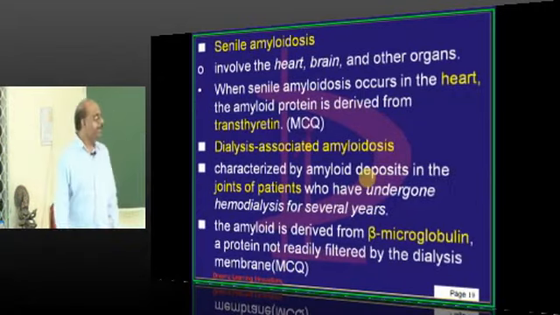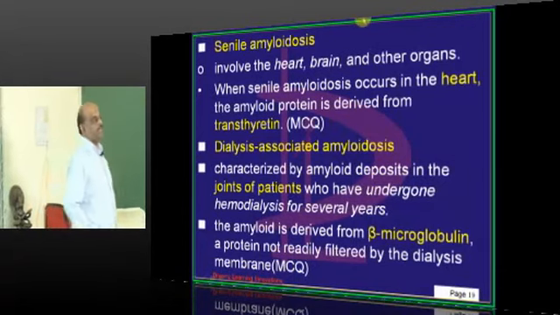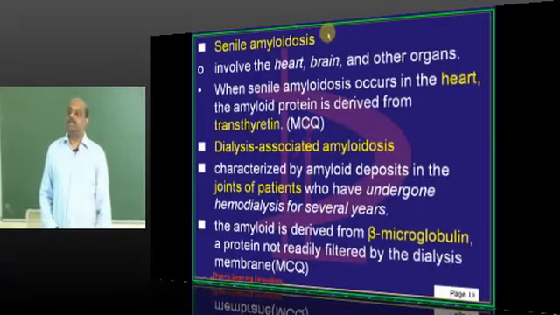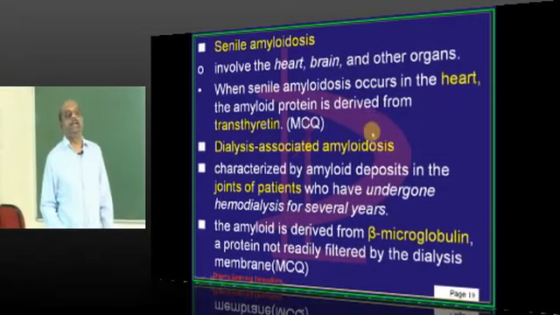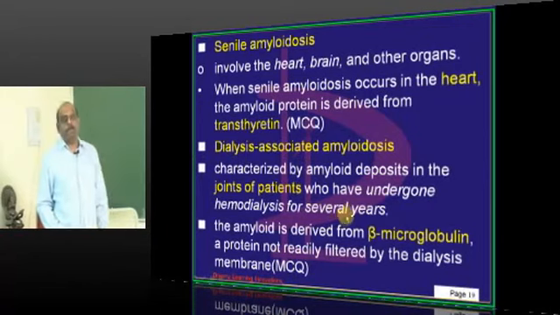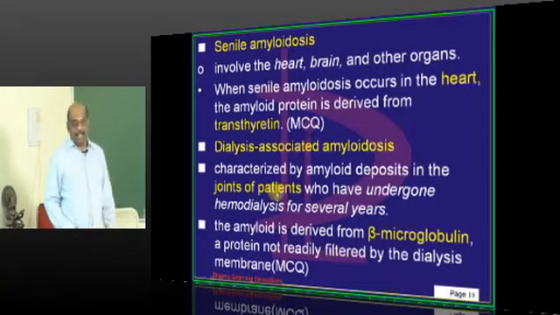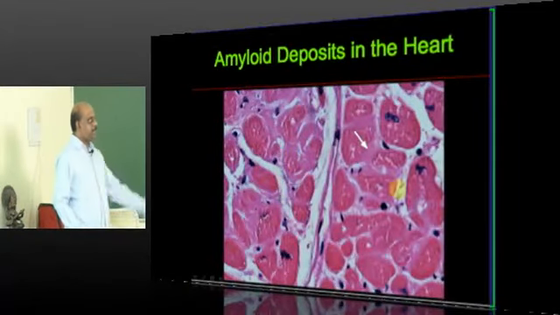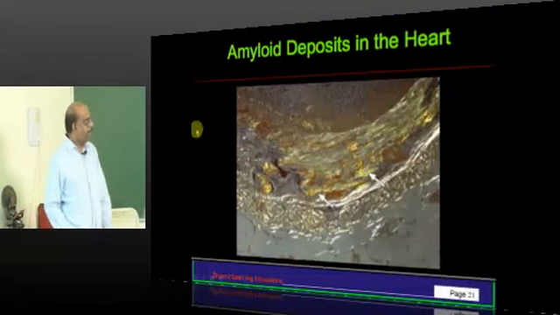Senile amyloidosis in the elderly people. Mainly heart is involved, and what is the senile amyloidosis protein? Just like in Portuguese polyneuropathy, transthyretin is implicated. That is also implicated in senile cardiac amyloidosis. Those who are undergoing dialysis for a long period of time will develop dialysis related amyloidosis, which is fundamentally beta 2 microglobulin, the one which is implicated in dialysis associated amyloidosis. So this is how in the heart muscle, cardiac muscle, senile cardiac amyloidosis where transthyretin protein is implicated.